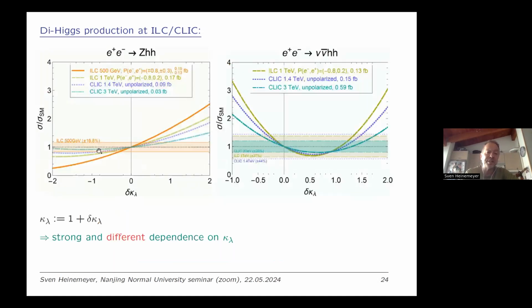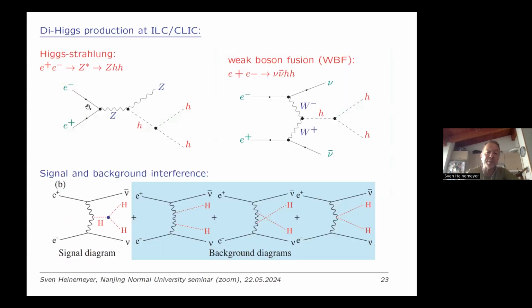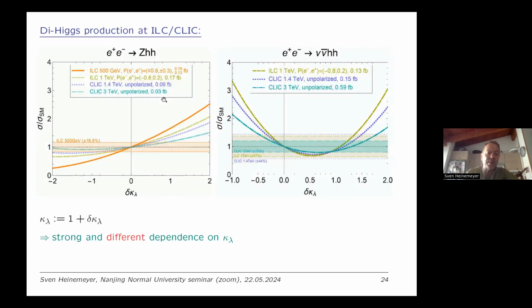Now, this is the behavior. Let's focus on the ZHH channel, the one that I've shown to you on the previous slide. And this delta kappa lambda is the deviation from the standard model value. Now the interference between this diagram and the diagrams where the Higgses are radiated directly from the Z is constructive, meaning we go to positive values here, we go to higher values of kappa lambda, and the cross-section actually increases, contrary to the high luminosity LHC, where it decreases. And this will be important in a moment.